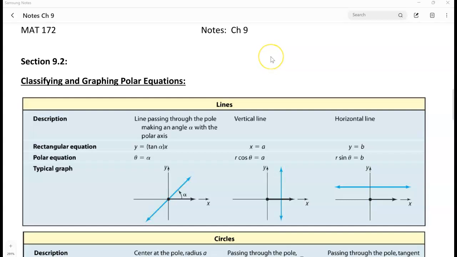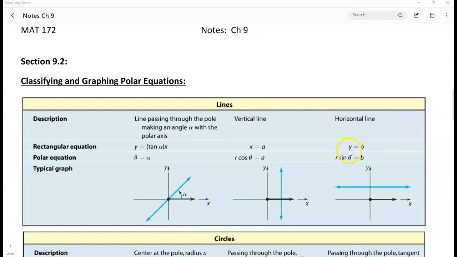In this video, we are going to talk about how we can classify and graph polar equations. We've already seen how to graph those in Desmos, but we're going to talk about classifying them and graphing them by hand. So let's start with some lines, and I'm going to start with a horizontal line.